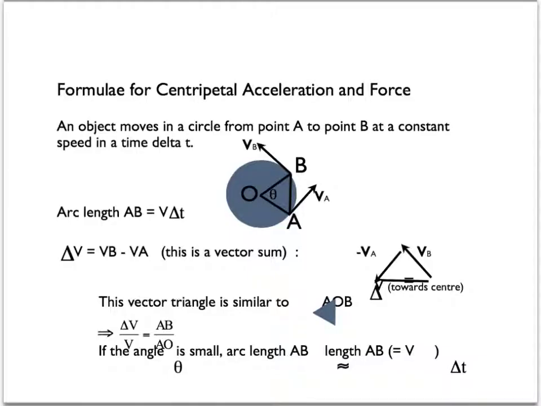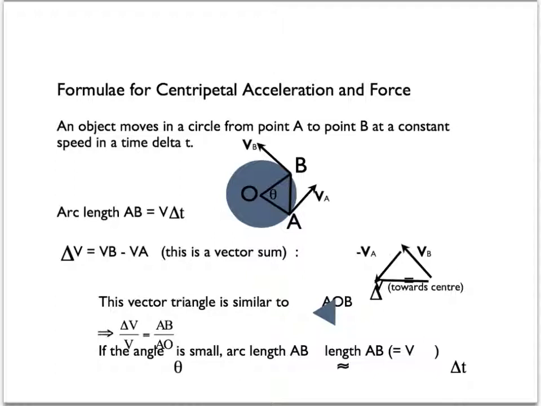Okay, so now we're going to derive the equation for centripetal acceleration and centripetal force. We consider an object moving in a circle from point A to point B at a constant speed in a time delta t, and that's shown below in the diagram. The arc length which the object will move through, from A to B, will be equal to the speed v times the time taken delta t.